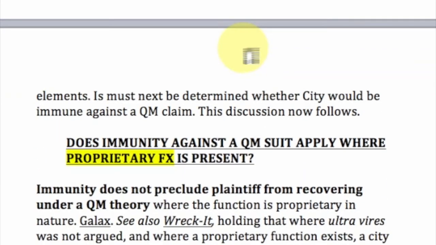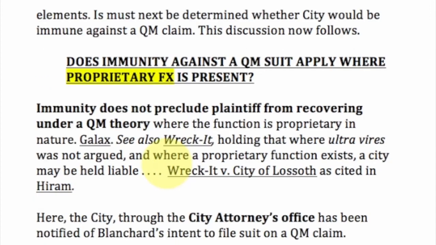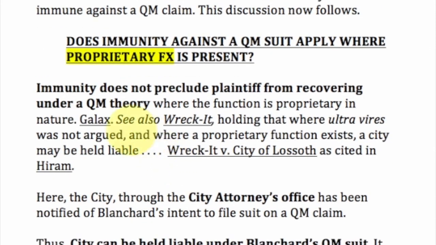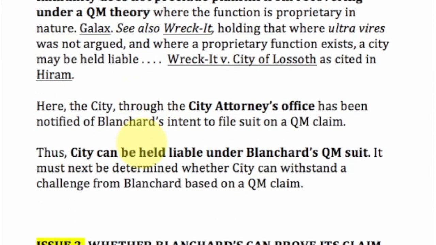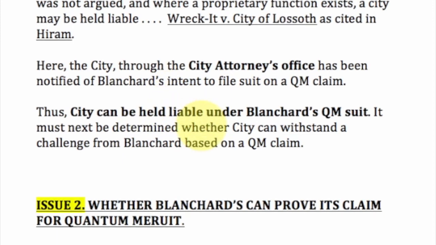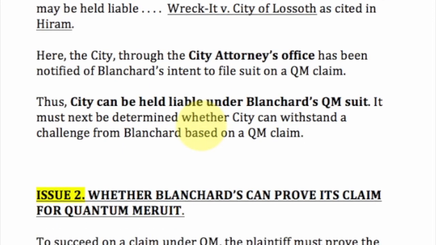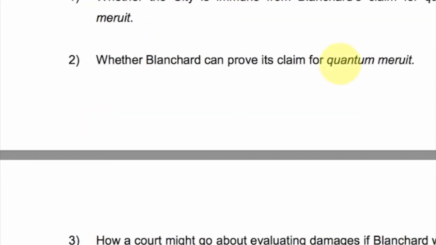Okay, so now let's keep going. Now, I want to know next, and notice the headline, does immunity against a quantum merit suit apply where a proprietary function is present? And of course, we have Galax there, and we have Reckitt. And of course, this is the city, as we stated above. Okay, so the city can be held liable under Blanchard's quantum merit suit. Now, let's go on to question number 2: whether Blanchard can actually prove its claim for quantum merit.